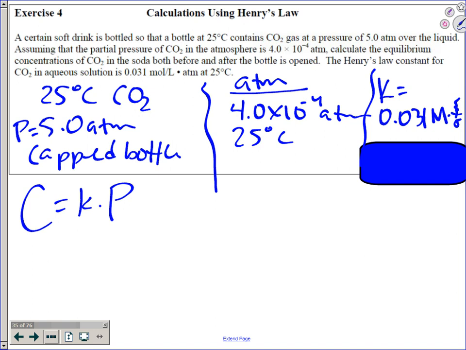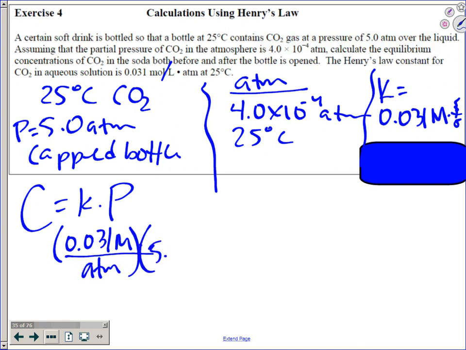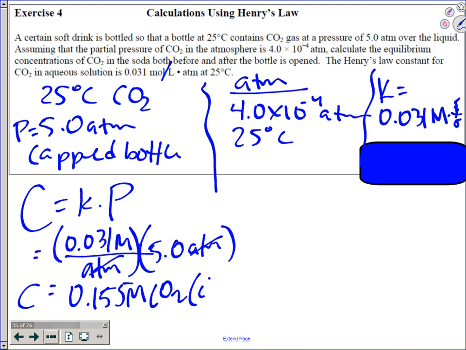Just plugging in. So 0.031 molar per atmosphere, because there's a slash, and then pressure is 5 for the closed bottle. And that should make sense because atmospheres must cancel, because concentration is expressed in molarity. What's that concentration? 0.155 molar of CO2 in the closed system.